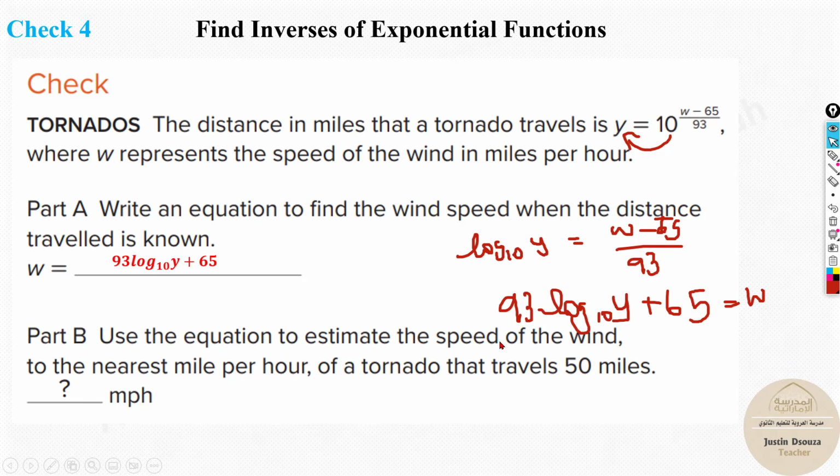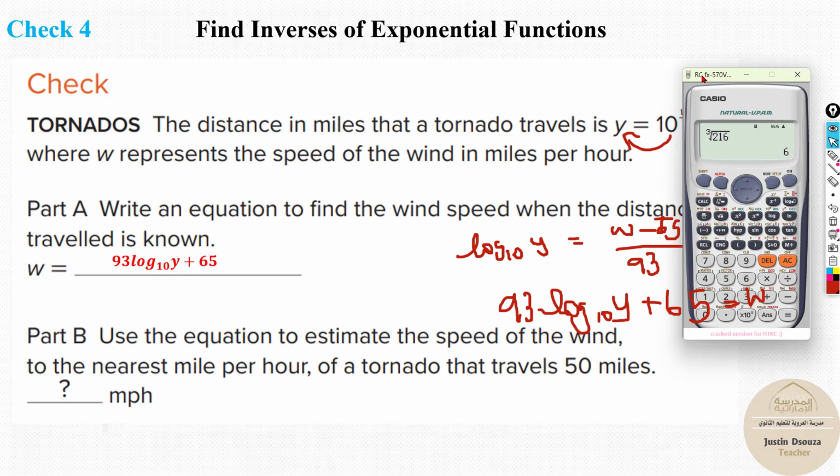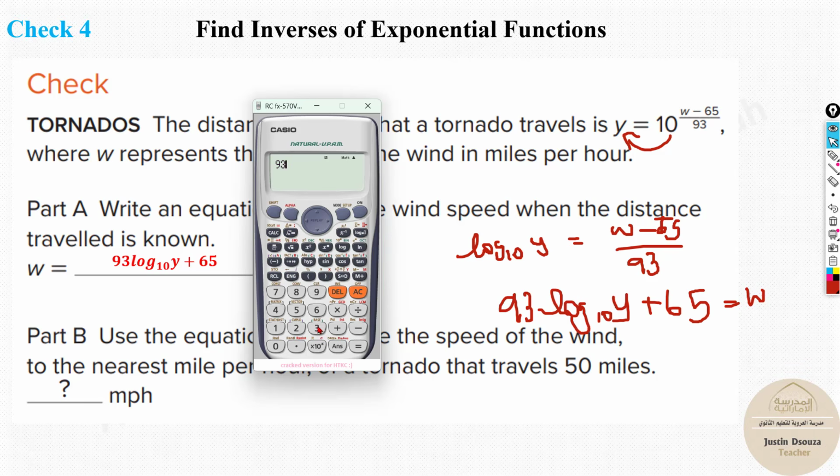Now they have told us to use the equation to estimate the speed of wind to the nearest mile per hour if a tornado is traveling 50 miles. Now y is what? The miles, right? They have given y as 50 miles. What is the wind speed? All you need to do is, in the calculator, 93 multiplied by log base 10 of y, that is 50 miles, plus 65. What is the answer? 223 miles per hour. That's the answer.